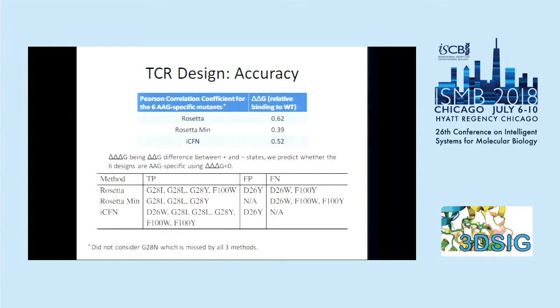And then delta delta G is the difference of delta delta G between the positive and negative states, and you use whether it's less than 0 or not to predict whether these designs are AAG specific. Using Rosetta, you will get 4 of the 6, but you incorrectly classify the other 2 as false negatives. And using iCFN, you will get all 6. Actually, there are 7 correct designs, but there's one that's not gotten by any of them. That's G28N, and there are no false negatives.